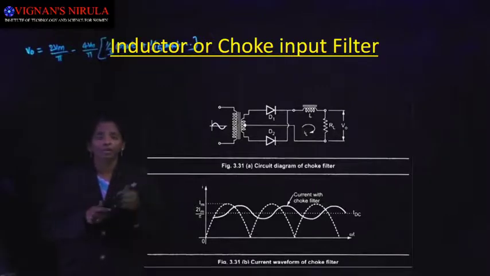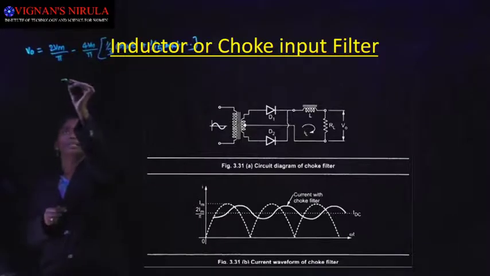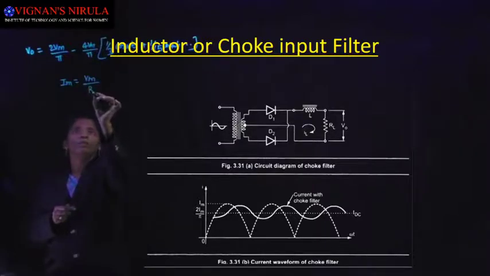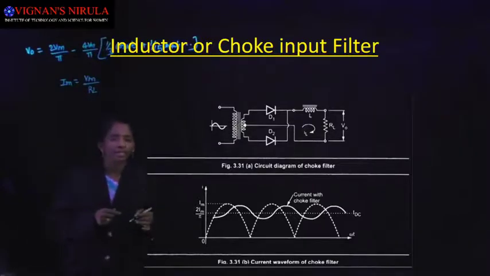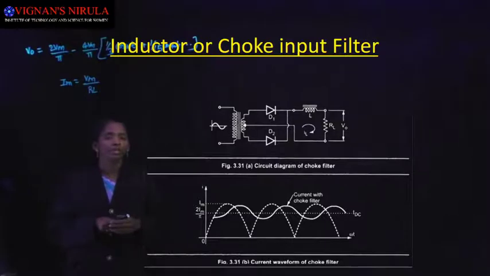The first term is the DC component and the second term contains the AC component. So the DC component, or DC current, is Im equal to Vm by RL. Here Vm is the maximum voltage of the source voltage.